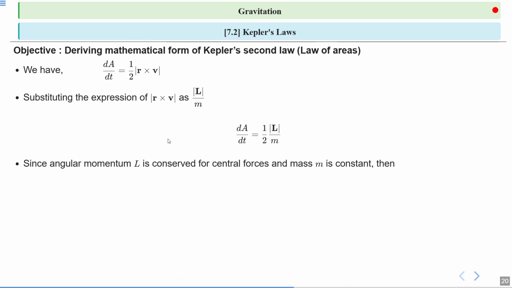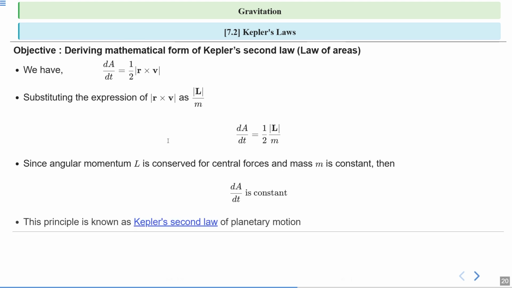Since the angular momentum L is conserved in the case of central forces and the mass m is constant, it follows that the rate of area swept out, dA upon dt, remains constant. Therefore, we conclude that dA upon dt is constant. This principle is known as Kepler's second law of planetary motion.